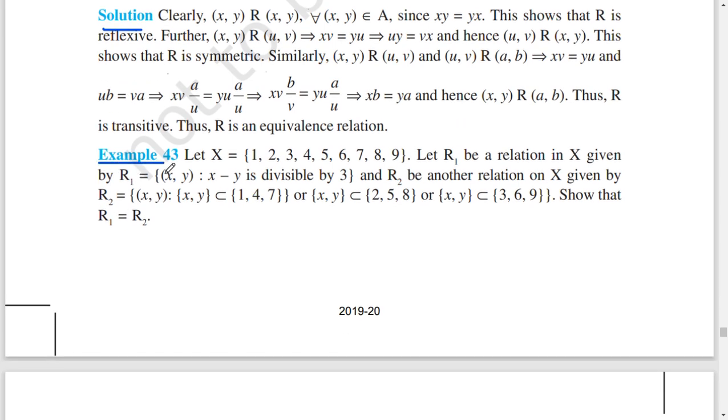Example 43. Let X = {1, 2, 3, 4, 5, 6, 7, 8, 9}. Let R1 be a relation in X given by R1 = {(x, y): x minus y is divisible by 3}, and R2 be another relation on X given by R2 = {(x, y): x, y belong to {1, 4, 7} or {2, 5, 8} or {3, 6, 9}}. Show that R1 = R2.